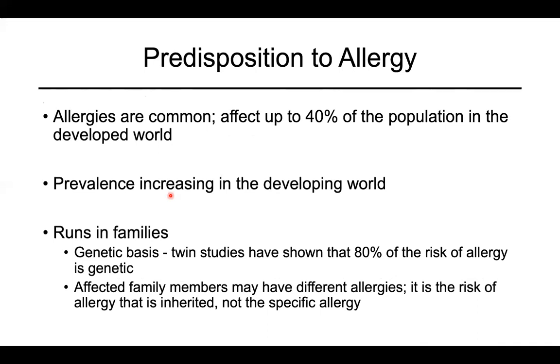Okay, back to predisposition. I've talked about your genetic and environmental influences. I've talked about the fact that the incidence of allergies is increasing globally. In the developed world, apparently up to 40% of the population are affected by some sort of allergy, which is a big population. And even for us in the developing world, the prevalence is increasing. Just to support the fact that allergies run in families and have a genetic basis, it's been shown from twin studies that 80% of the risk of allergy is genetic.